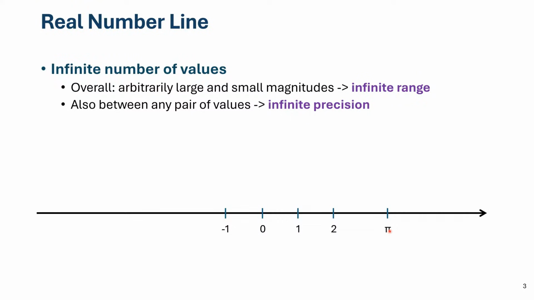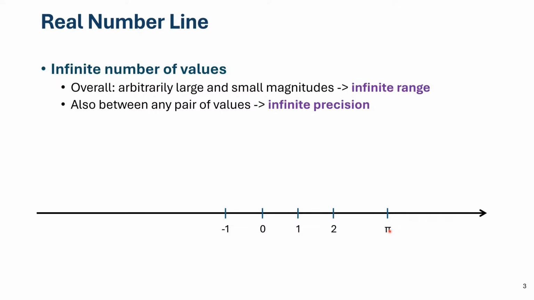Key observation: there's an infinite number of values on the real number line, and an infinite range. So we have arbitrarily small and arbitrarily large magnitudes. And even if we take any two values and make a pair out of them, we'll have an infinite number of other values in between those. So that would be infinite precision. And actually, I forget if I included here a slide discussing precision and accuracy, but precision is just how many samples you have between any pair of values.